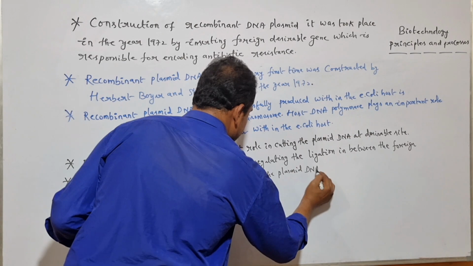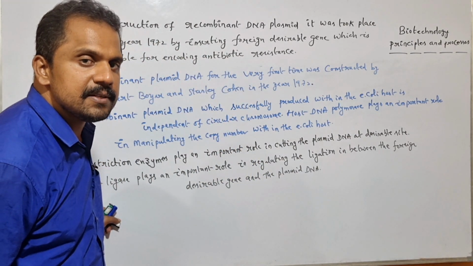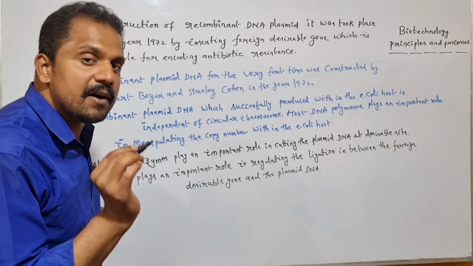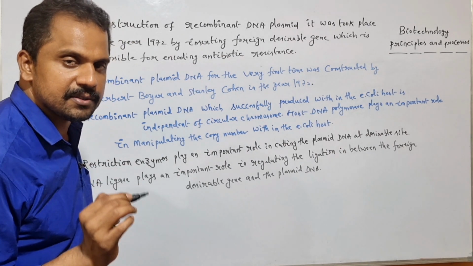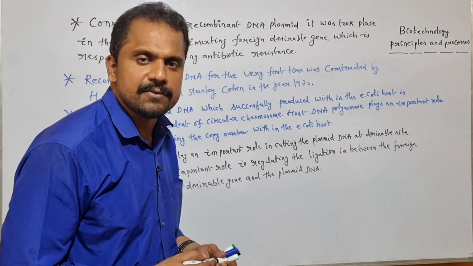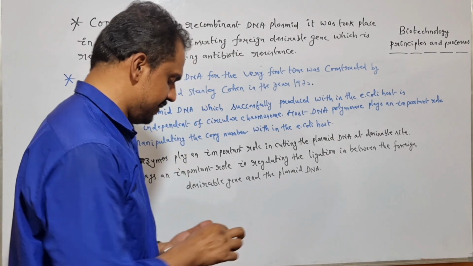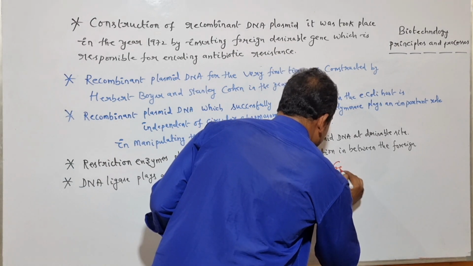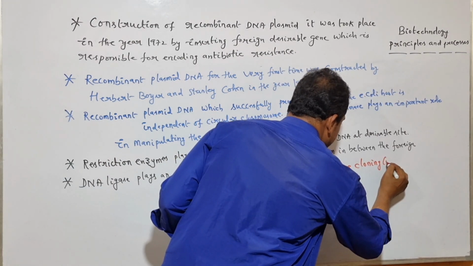Right? So here, after the ligation of the foreign desirable gene in association with the plasmid DNA, the expression of all the genes of the plasmid DNA takes place within the E. coli host. And the specific process here is termed what? Gene cloning or gene transfer. Is it clear? Gene cloning or gene transfer.